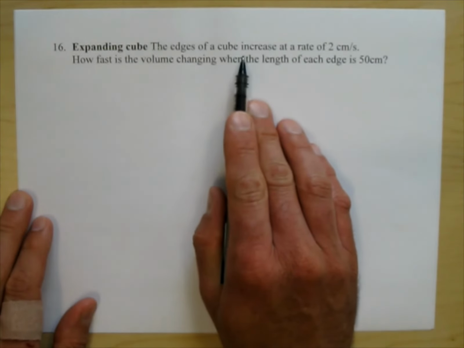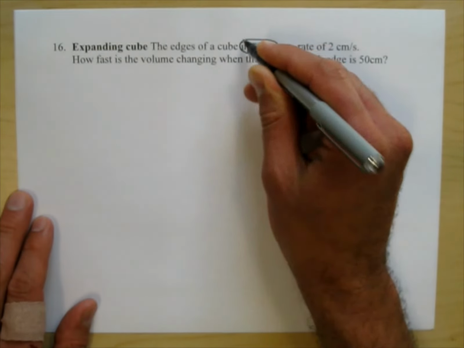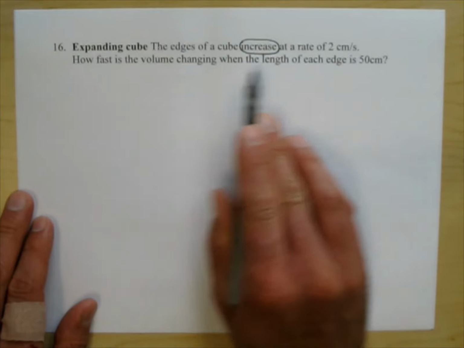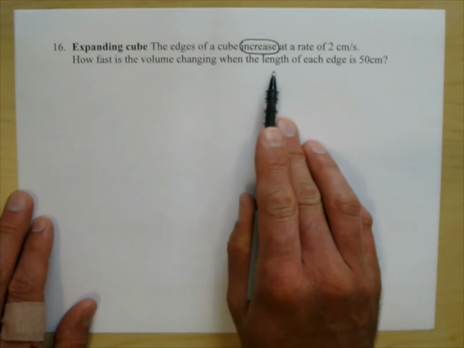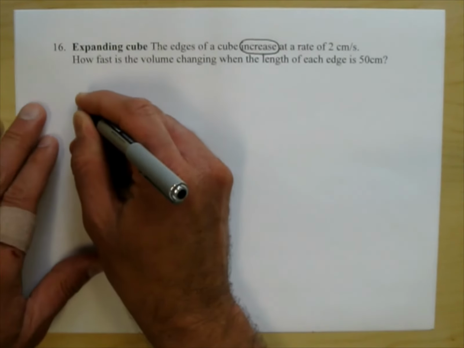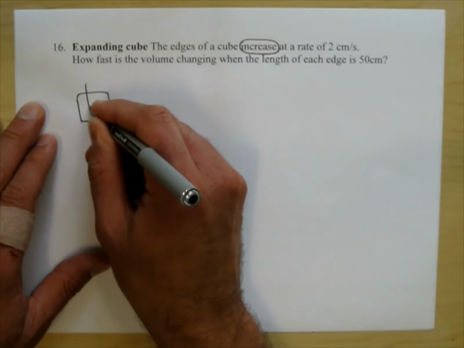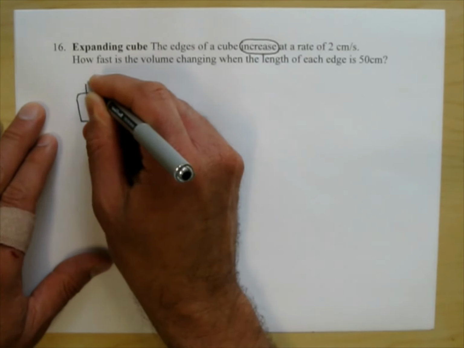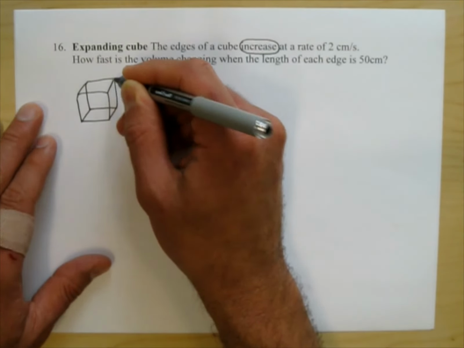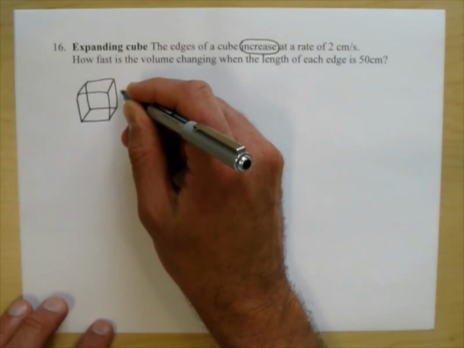The edges of a cube increase. So things are growing. That's going to be positive at a rate of 2 centimeters per second. How fast is the volume changing when the length of each edge is 50 centimeters? So, I mean, you can draw the cube on this. Of course, with the way I drew it, for some of you it may be popping in and out, you know, because it's an optical illusion thing.